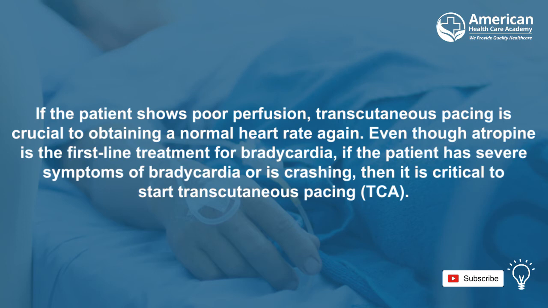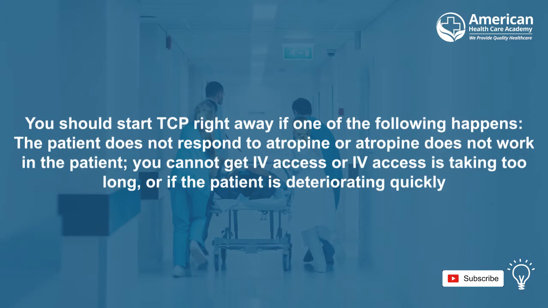Even though atropine is the first-line treatment for bradycardia, if the patient has severe symptoms of bradycardia or is crashing, then it is critical to start transcutaneous pacing. You should start TCP right away if one of the following happens. The patient does not respond to atropine, or atropine does not work in the patient. You cannot get IV access, or IV access is taking too long, or if the patient is deteriorating quickly.